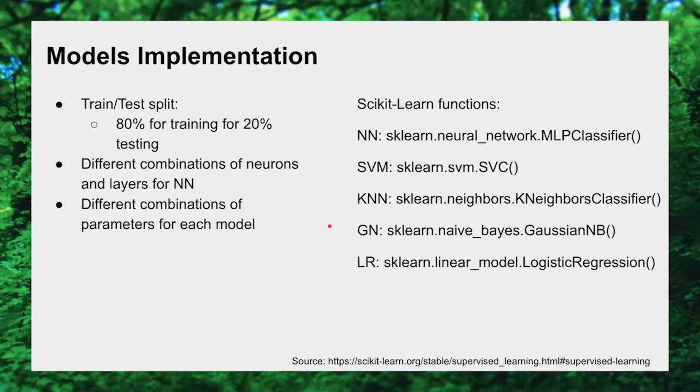All right, so for model implementation, the data was split 80% for training and 20% for testing. Several different combinations of neurons and layers were used for the neural network. Also, several different combinations of parameters were used for each model until we reached the current accuracy score that we got. All models were used from scikit-learn, and if you need more information, it'll be available in the sources below.